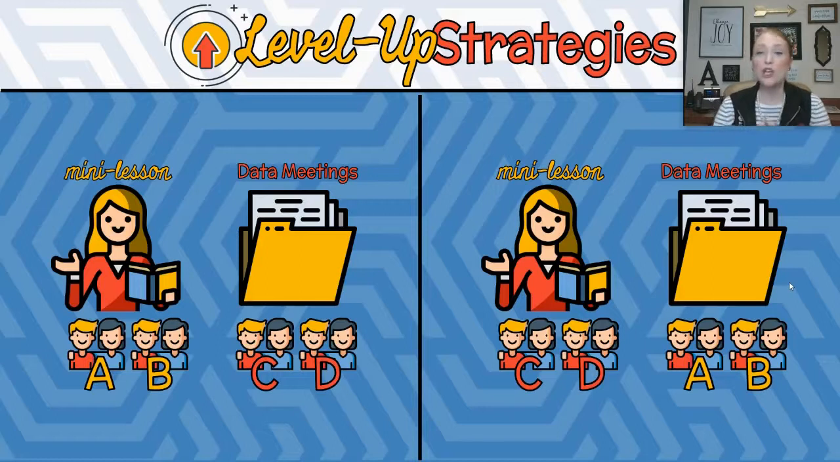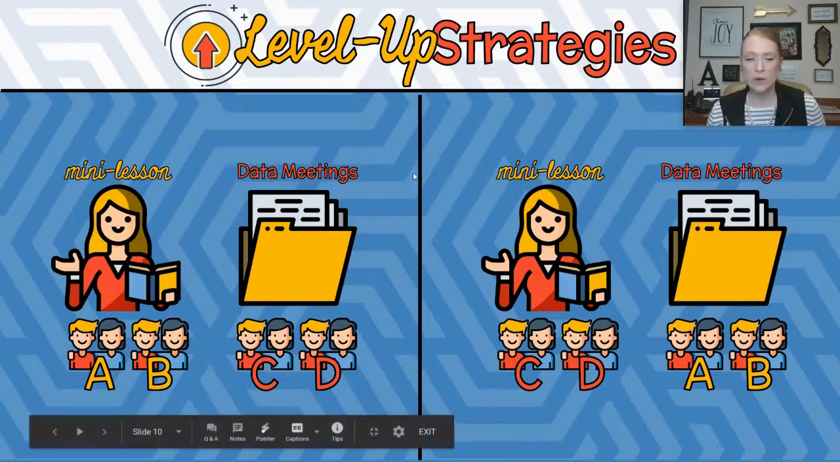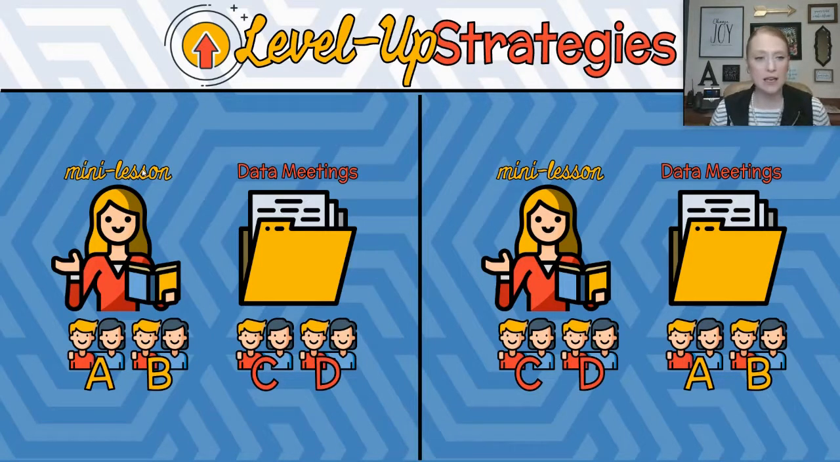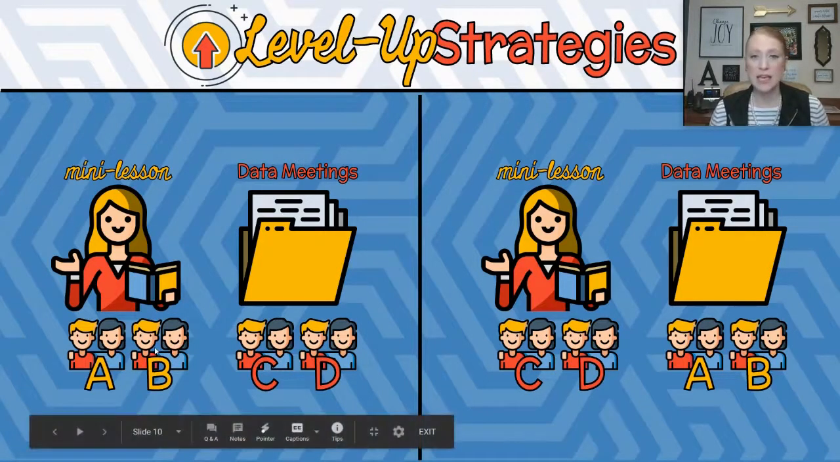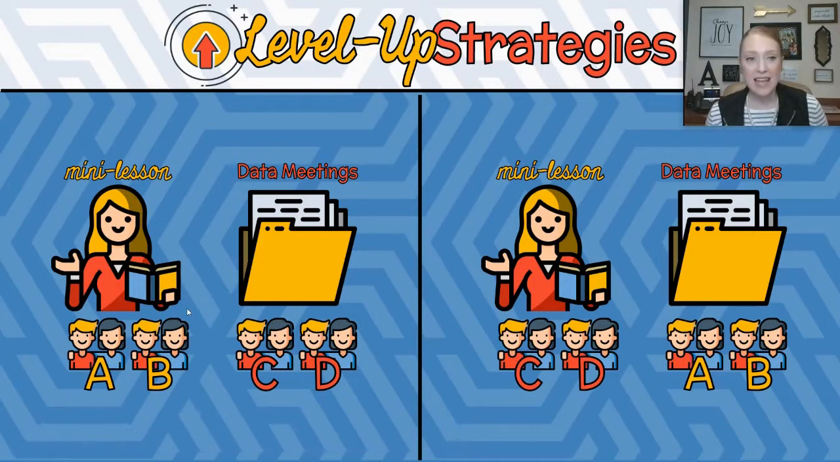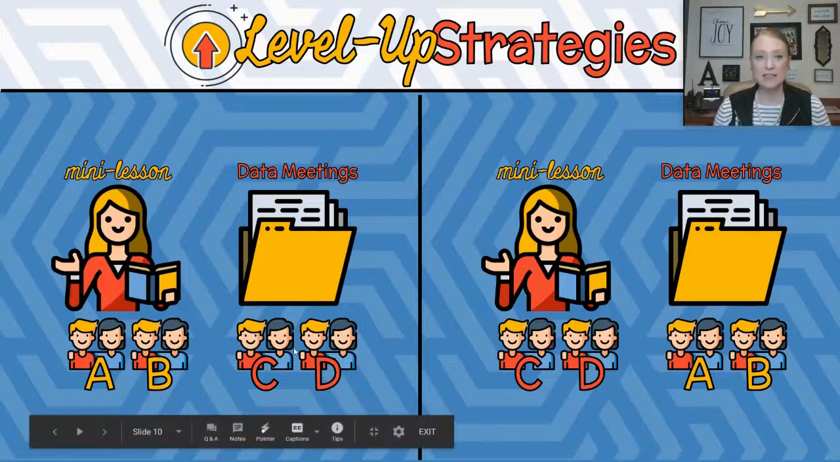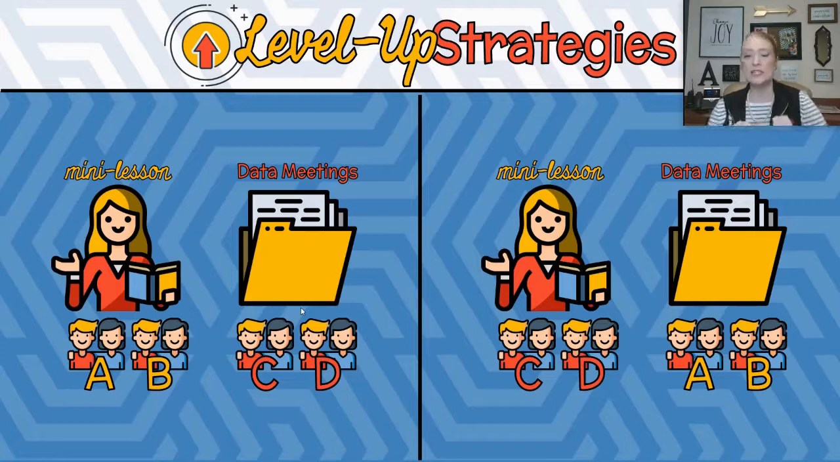Here's a couple ways you can fit data meetings into your schedule. One way is to have one mini lesson. This is day 1. This is day 2. First day, you're going to give that mini lesson on geometry, let's say, to students A and B. All the other students are doing their regular studio rotations. Then, instead of pulling C and D for a mini lesson, you pull each student one at a time. Mark, Jesus, Maria, Lindsay, you're pulling them one at a time to have a really fast data meeting.